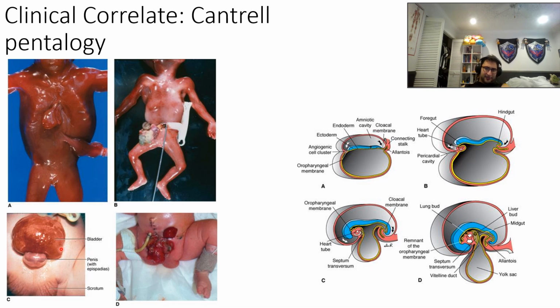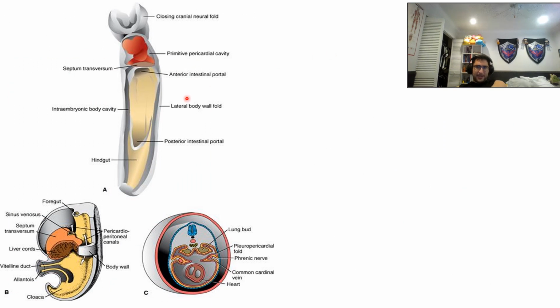This is bladder exstrophy, and this is cloacal exstrophy. Don't stress out too much about these things. I wouldn't worry about them at this point. More importantly, be able to differentiate gastroschisis from omphalocele for the purpose of this lecture. There's not a lot that's high yield here.